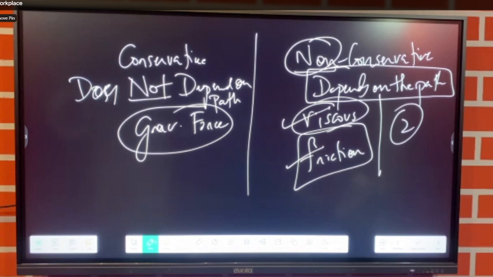Examples are very important, guys. Left hand side is gravitational force, right hand side is viscous force, friction. There are 2 or 3 more points which are there in the PDF which I'll send you.